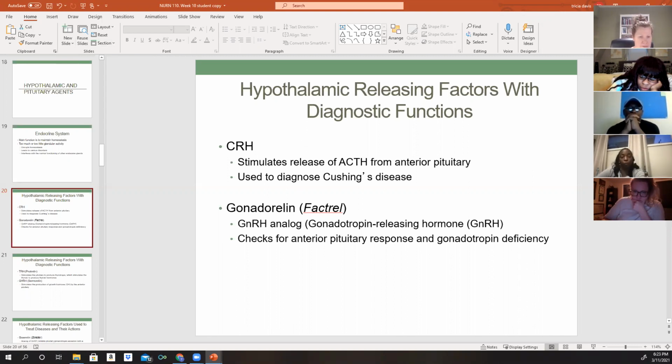Then we have gonadorelin, whose medication name would be Factrel. This checks the anterior pituitary response for a deficiency.